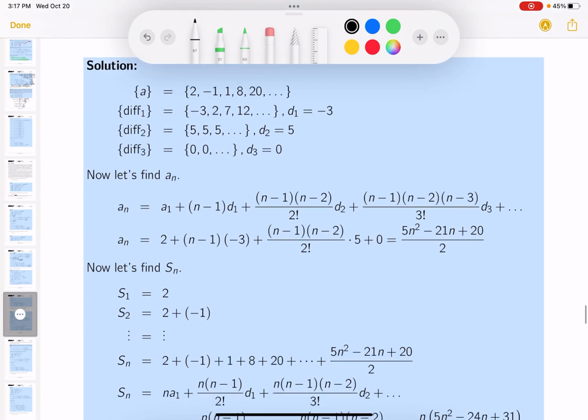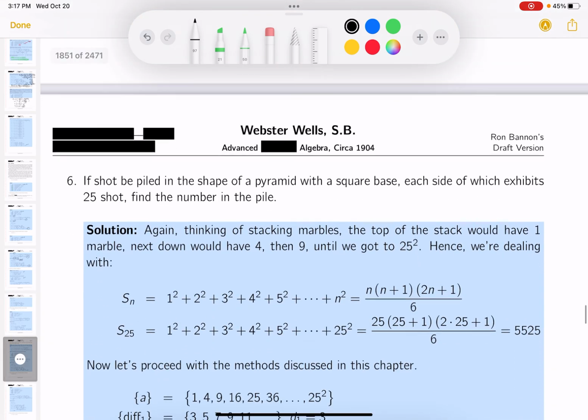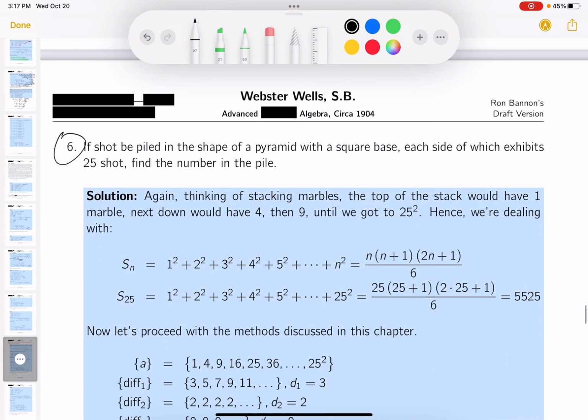5, same type problem, right? 6, the shot problem, right? A shot pile in the shape of a pyramid with a square base. What does square base mean? It would be 25 shots by 25 shots. But it goes up like a pyramid, which means the top of the pyramid would have one guy in it. All right, one guy in it.